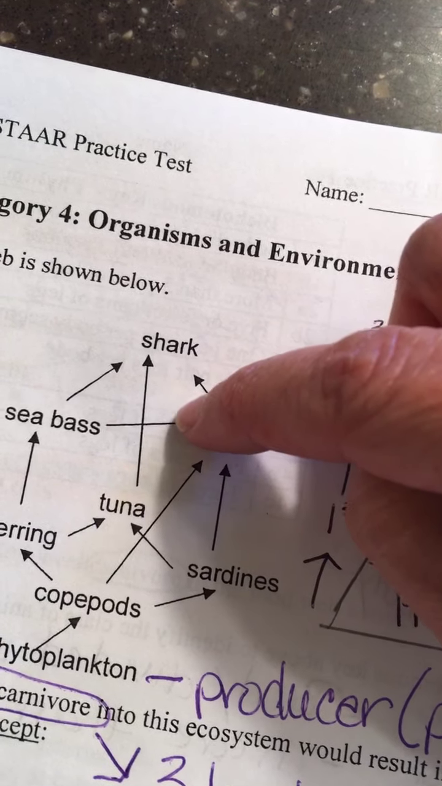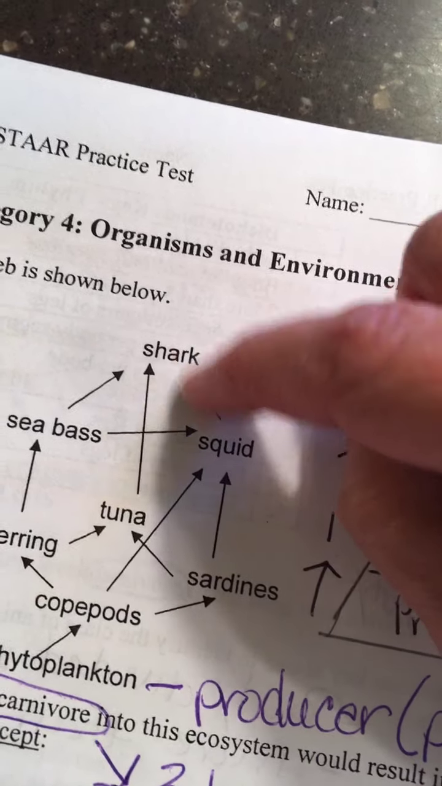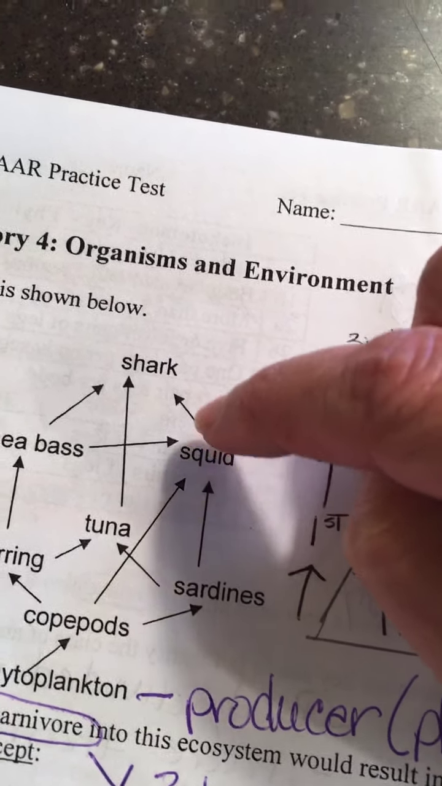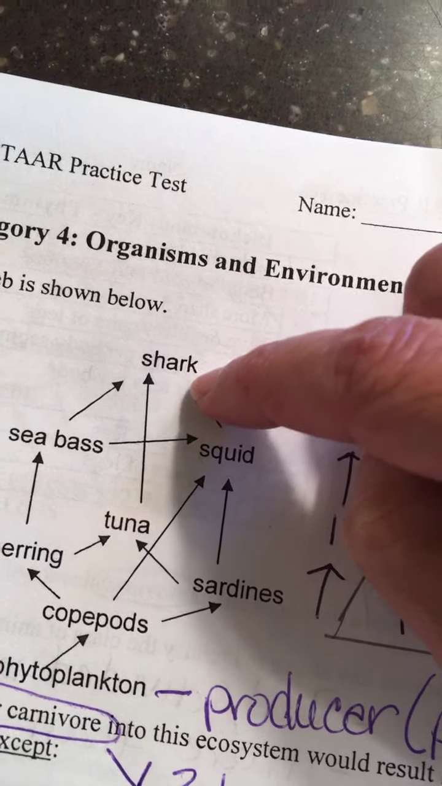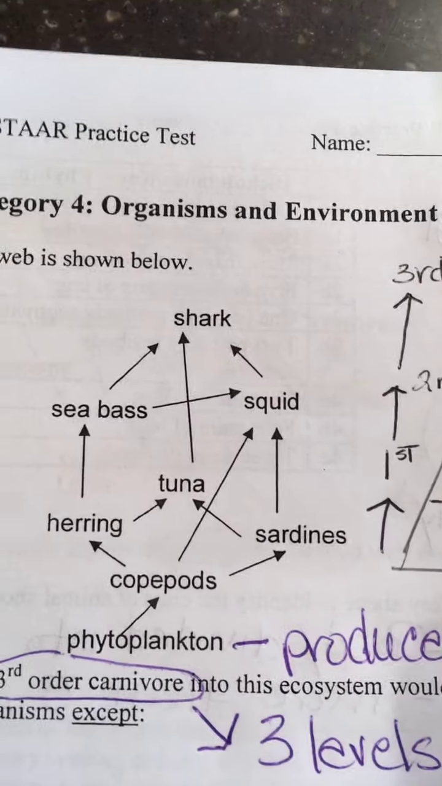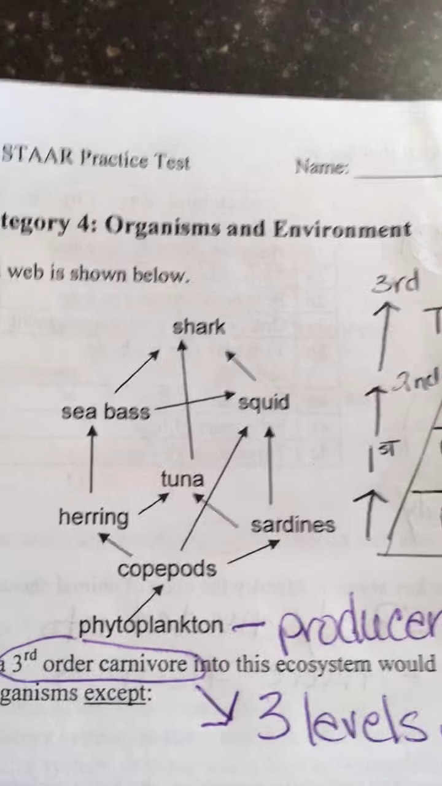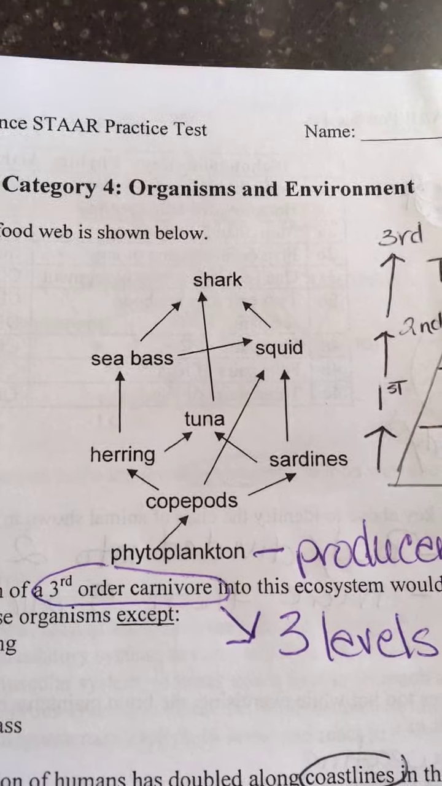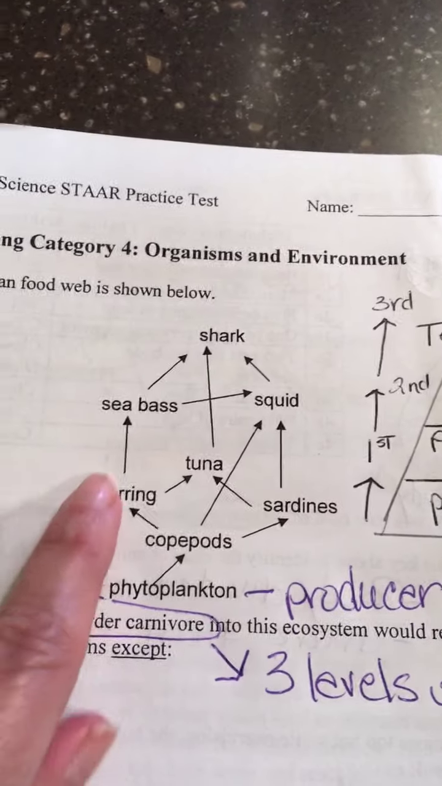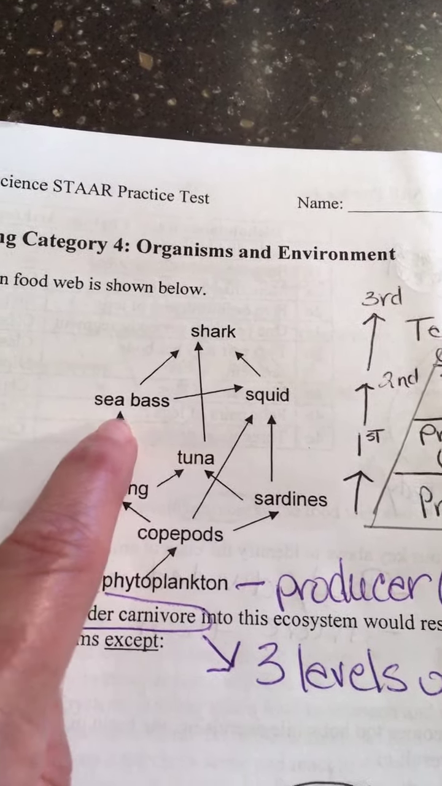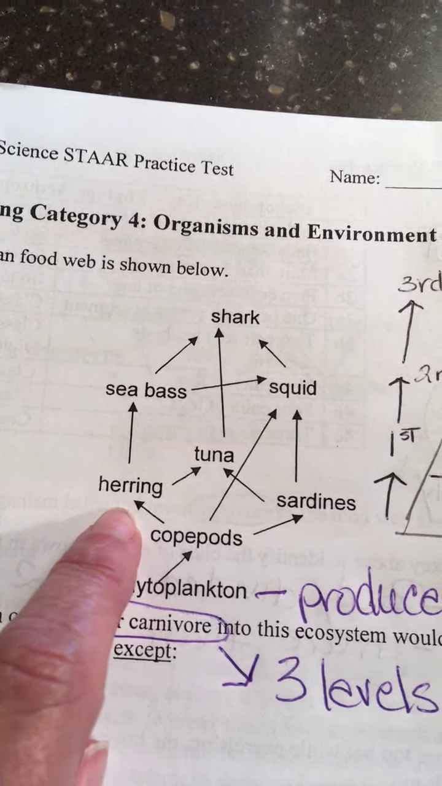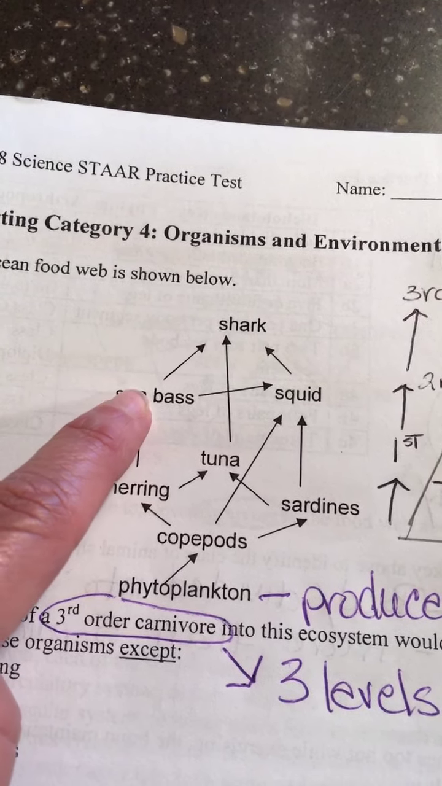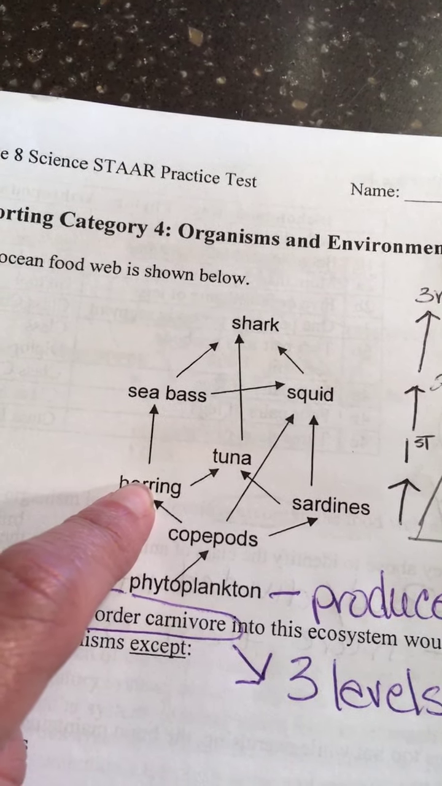So if the arrow's going backwards this direction, that's saying that the squid got their energy from eating the shark, and that's just not true. So be very, very careful that your arrows are going in the right direction. If your arrows aren't going in the right direction, your whole food web is completely wrong. So that is super, super important that you understand, again, that this arrow shows the direction that energy is being transferred and not what eats what. The sea bass is getting its energy from the herring. The herring are not eating the sea bass. That is not what's happening.